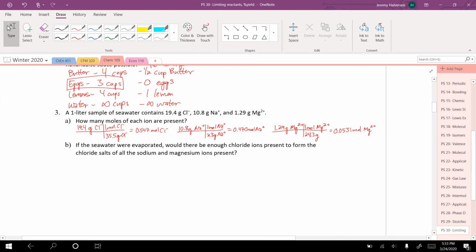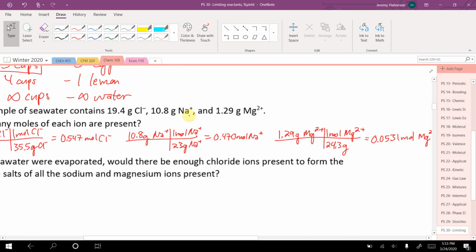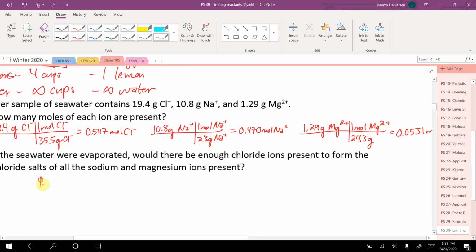If the seawater were evaporated, would there be enough chloride ions present to form the chloride salts of all the sodium and magnesium ions present? Okay, so basically, we know that the cations are going to attach with anions, right? So I'm going to get the Na connecting with Cl, and I'm going to make some NaCl when the water evaporates. I'm also going to get the Cl connecting with magnesium. That's going to make MgCl2, right, because of the charges. So I'm trying to see if everything evaporates, do I have enough chlorine to pair up all of these ions, or will some ions remain?